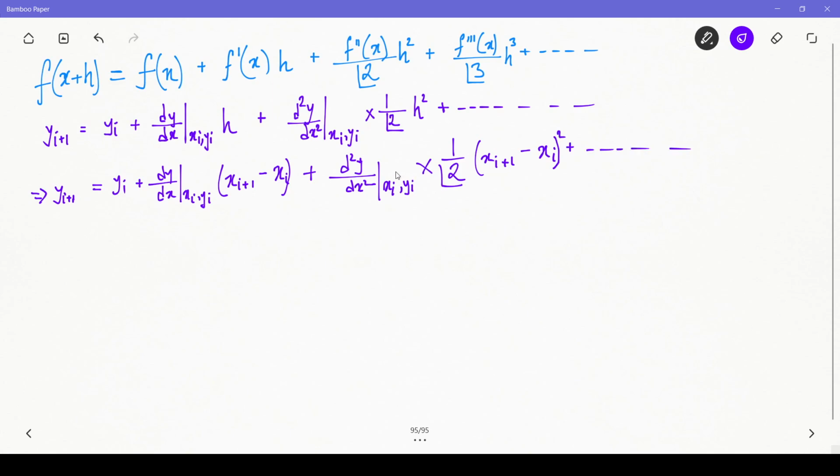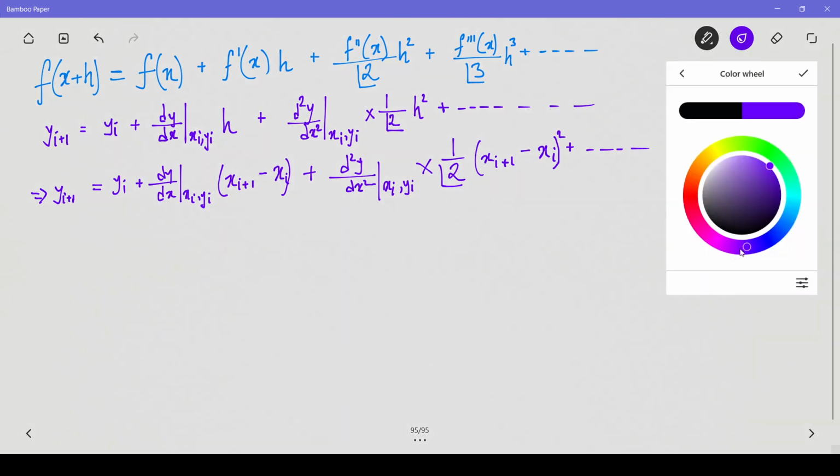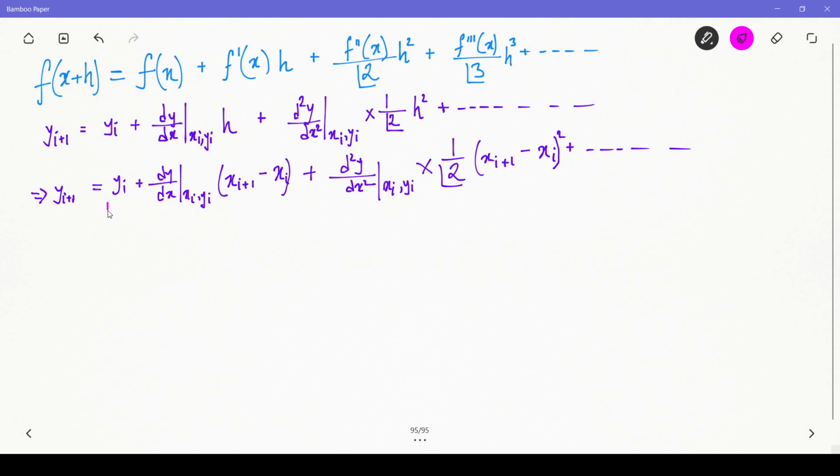I'm just keeping it for the sake of brevity. Okay, fine. So now that we know how to basically derive the whole thing using Taylor's theorem, using the Taylor series, what we'll do right now is consider the first two terms of the Taylor series. So let's see what happens.